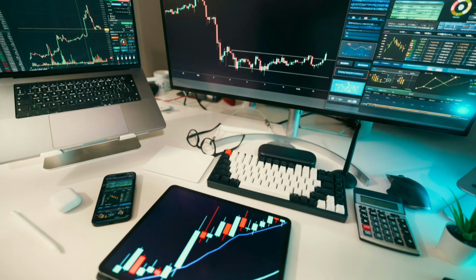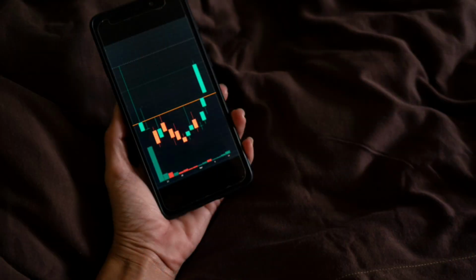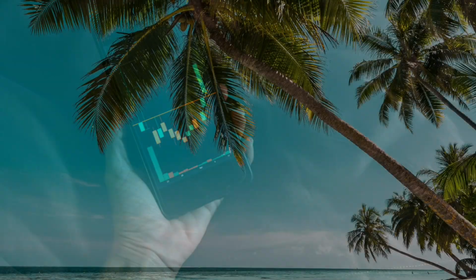This is why experienced traders rarely look at candles in isolation. They look at where those candles appear on the chart and what the broader trend is doing.